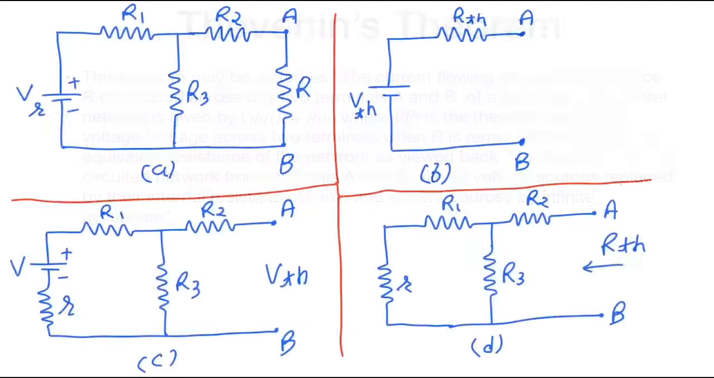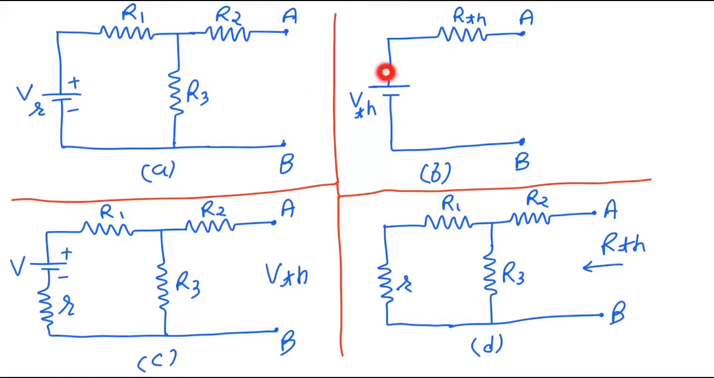Now for understanding Thevenin's theorem, consider the circuit shown in figure A. We have to determine the current flowing through resistance R connected between terminals A and B by using Thevenin's theorem. For calculating the current through resistance R, the first step is to remove the resistance R from terminals A and B. After removing it, replace the circuit as viewed from the two terminals A and B by a single voltage source in series with a single resistance, as shown in figure B.